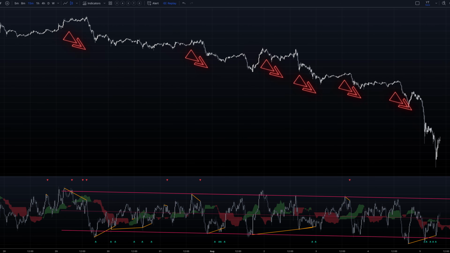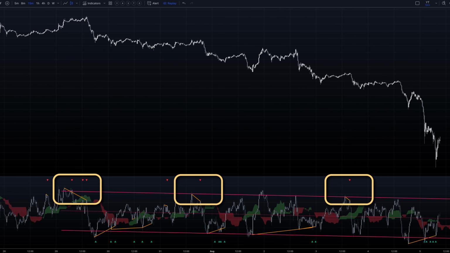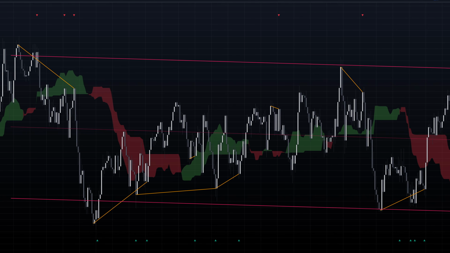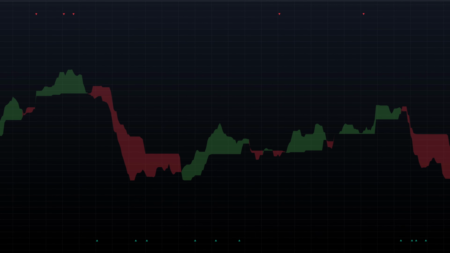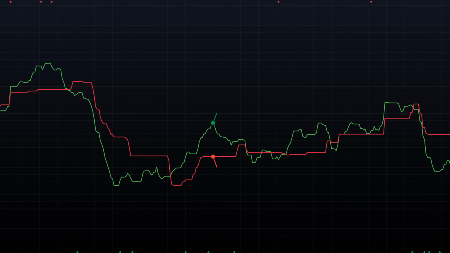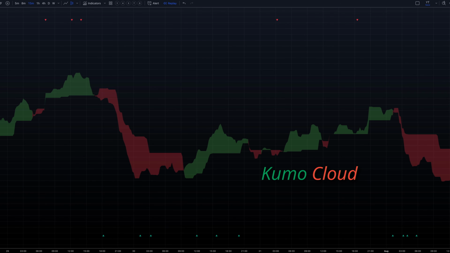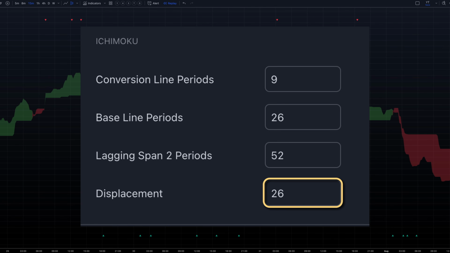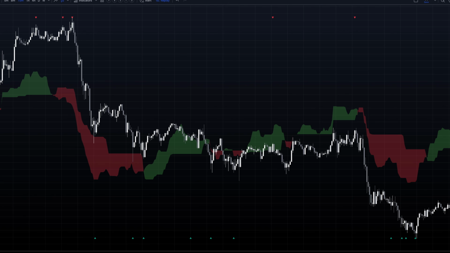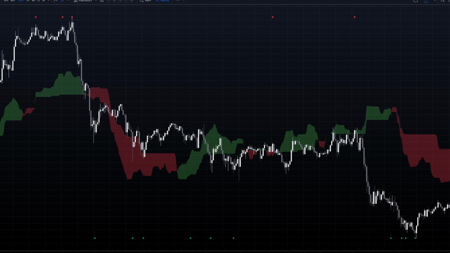The divergence analysis has been particularly effective here, capturing most swing reversals. The Ichimoku Cloud component adds another dimension to our analysis. The alternating green and red zones you see represent the dynamic relationship between leading spans A and B, forming what's known as the Kumo cloud. Traditionally, this cloud projects 26 periods ahead to indicate potential future support and resistance levels.